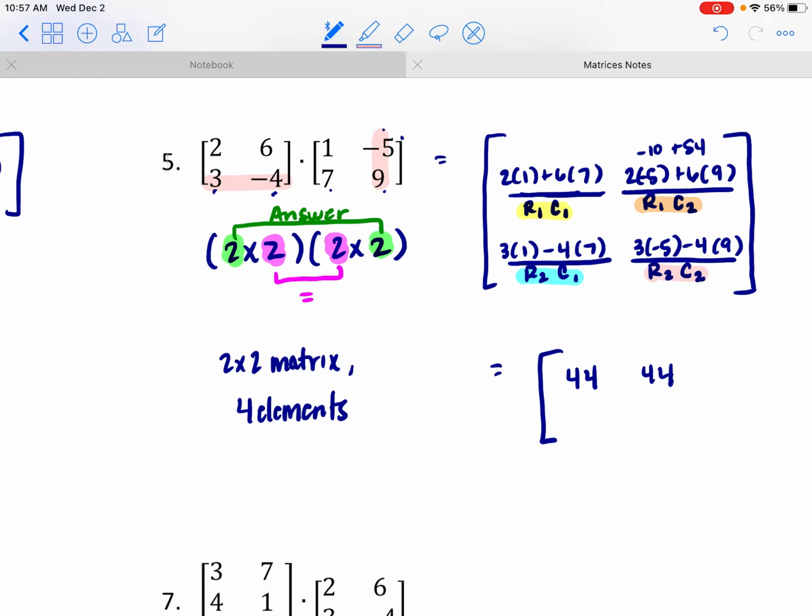What are the odds of that? And then here I have 3 minus 28, which is going to be a negative 25. And then lastly, I'm looking at a negative 15 and a negative 36. So that's negative 51 altogether. And there you have it, folks. Okay, that is the product of those two matrices.